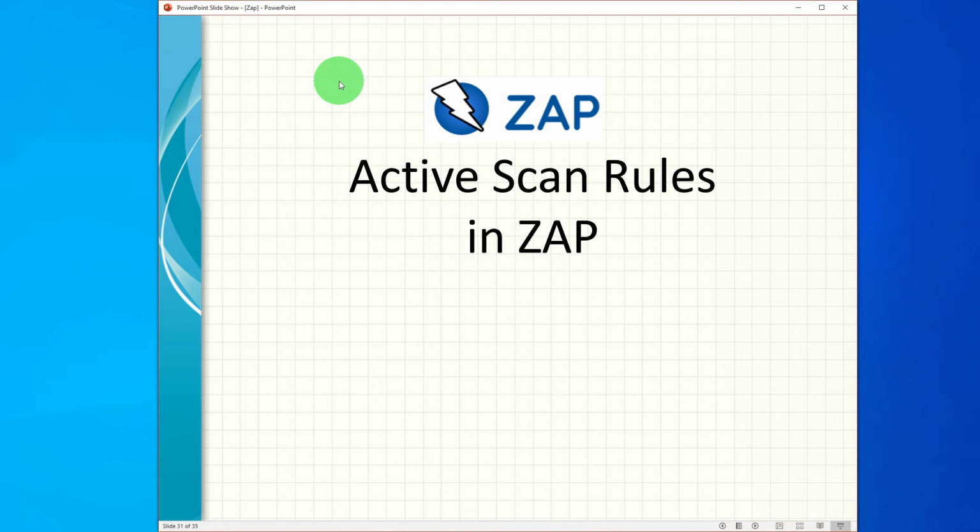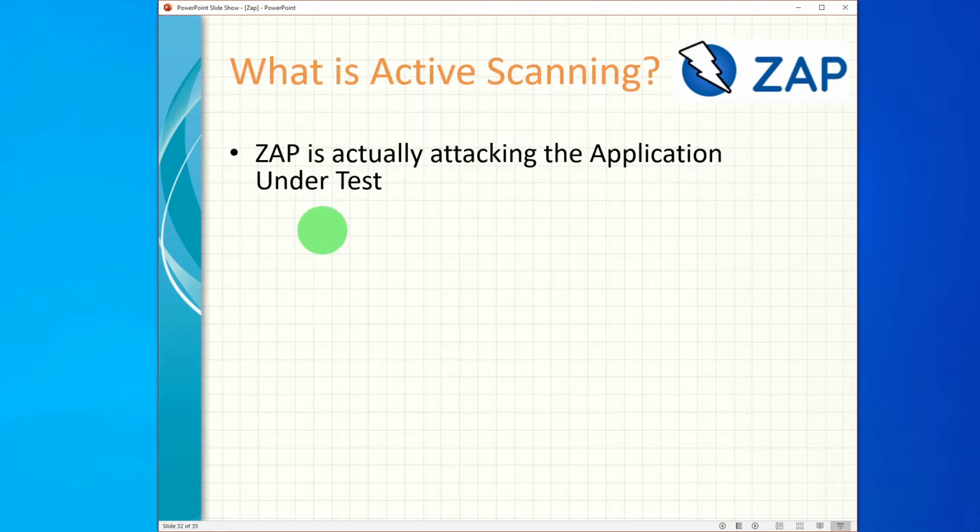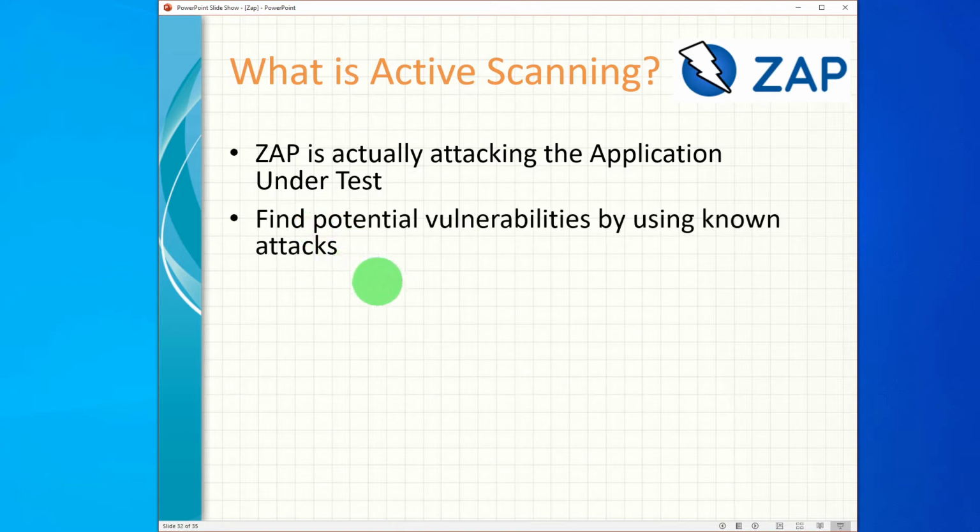Hi guys, in this video we'll go through active scan rules in ZAP. In passive scanning, ZAP is just looking at requests and responses and finding out any vulnerabilities, whereas in active scanning, ZAP is actually attacking the application under test. Active scanning attempts to find potential vulnerabilities by using known attacks against the selected targets.